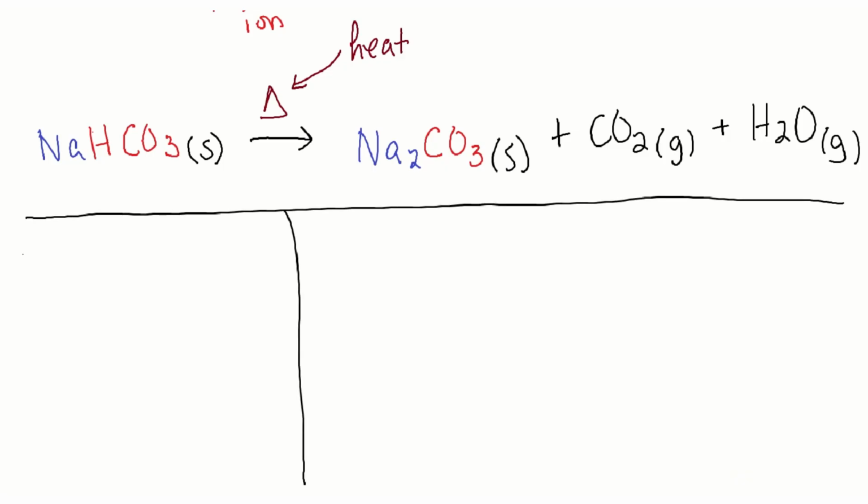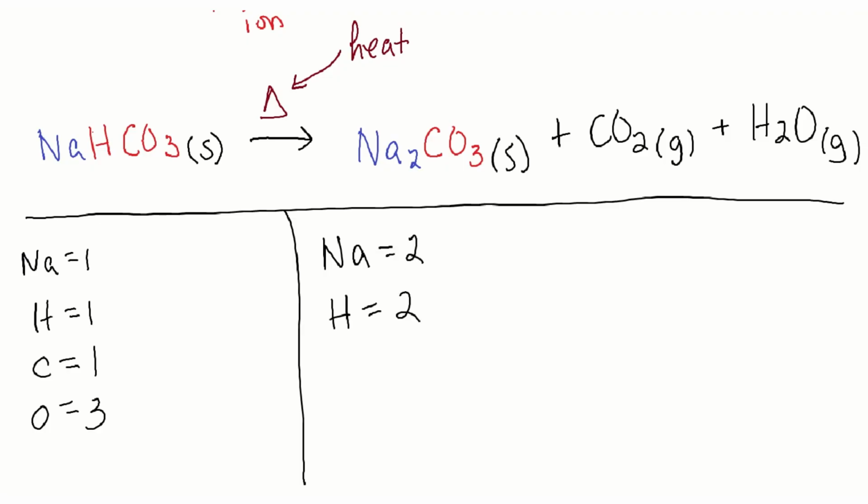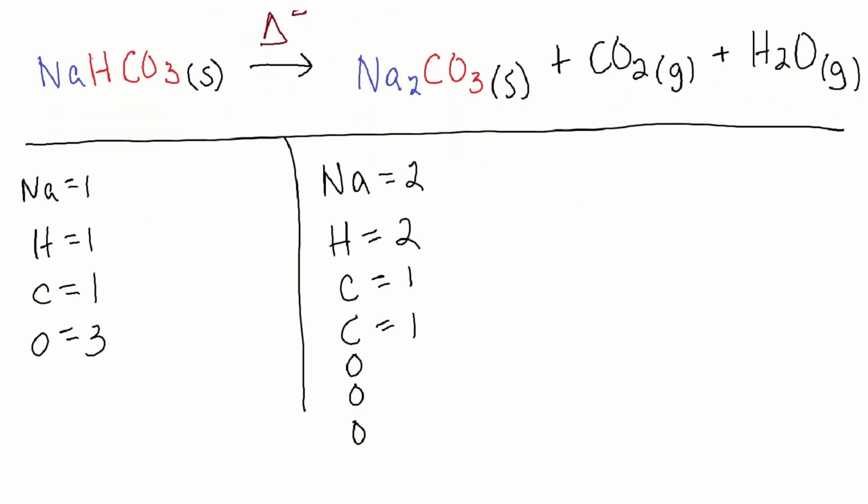On the reactant side, we have 1 sodium, 1 hydrogen, 1 carbon, and 3 oxygens. Over to the product side, I'm going to write those elements in the same order so I can compare them side by side. We have 2 sodiums, 2 hydrogens. Now carbon appears in 2 different locations, so I'll put those in 2 different lines. And oxygen appears in 3 different compounds, so we'll put each of them in its own separate line.